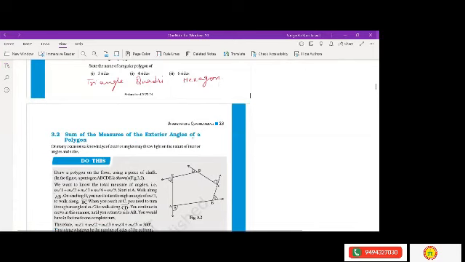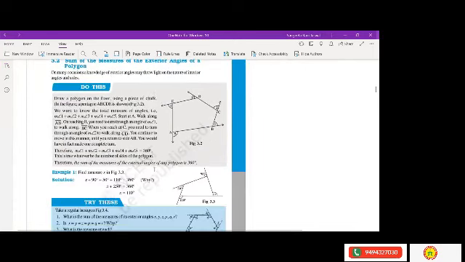The sum of the measures of the exterior angles of a polygon. Now we are talking about the exterior angles of a polygon. See, this line has been highlighted here: the sum of measures of the external angles of any polygon is 360 degrees. That means if you have this polygon, external means outside the figure. This angle 1, angle 2, angle 3, 4, 5, these are all external angles. If you take the sum of all external angles of any polygon, it is 360 degrees, right?